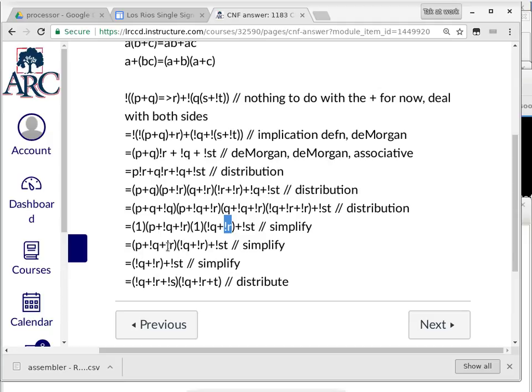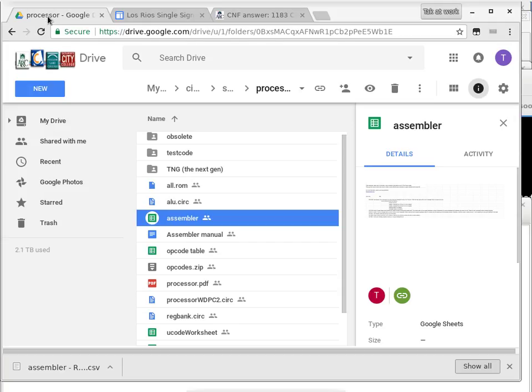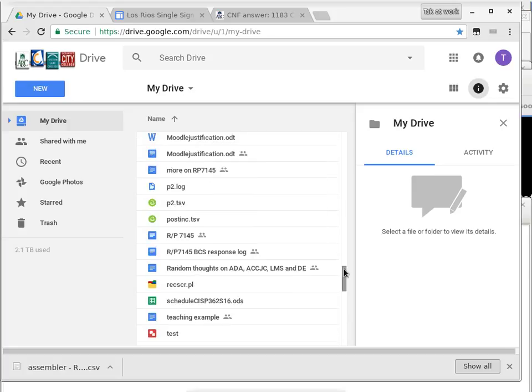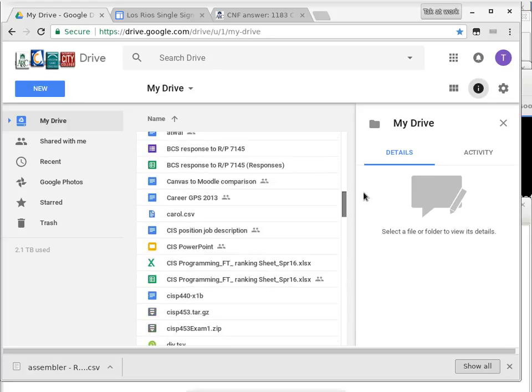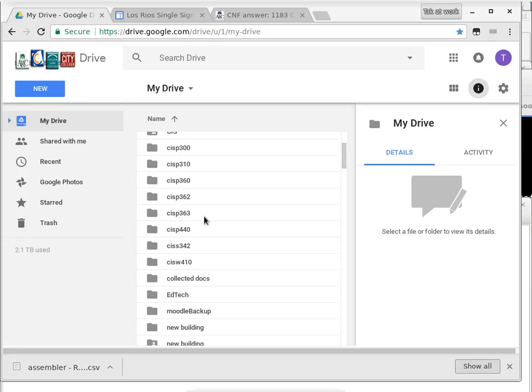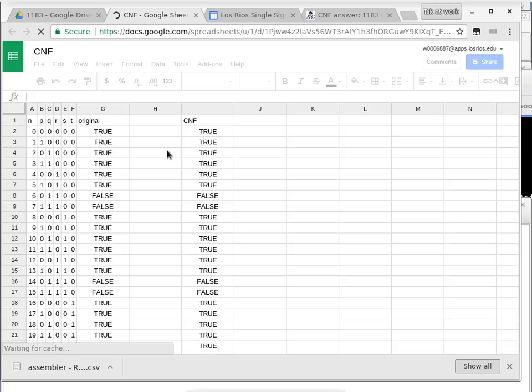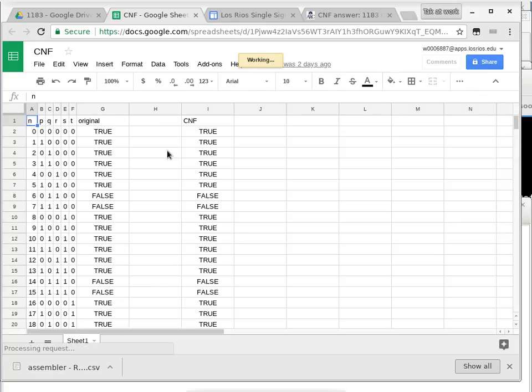But during the derivation, there were a few times I was questioning myself. Is it really the same? So what I did was I used a spreadsheet to double check. I can show you the spreadsheet that I used. Let's see, this is cisp440. Did anyone use a spreadsheet to double check your answer? Was it helpful? Yeah, because you get to visualize the whole thing. And if it doesn't match, it tells you where you might have made an error. So that is the useful part of it. Let me see, where did I put it? CNF, here we go. Okay, so this is the spreadsheet that I used to double check my answer.